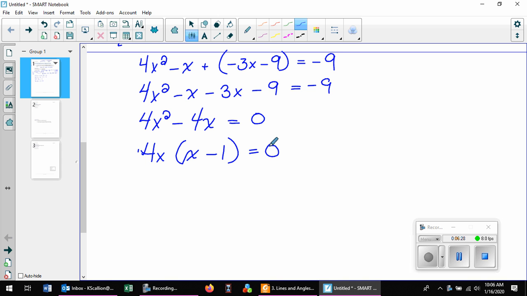And that's not equivalent. So now we're going to set both factors equal to 0. And so x equals 0, and x equals 1.